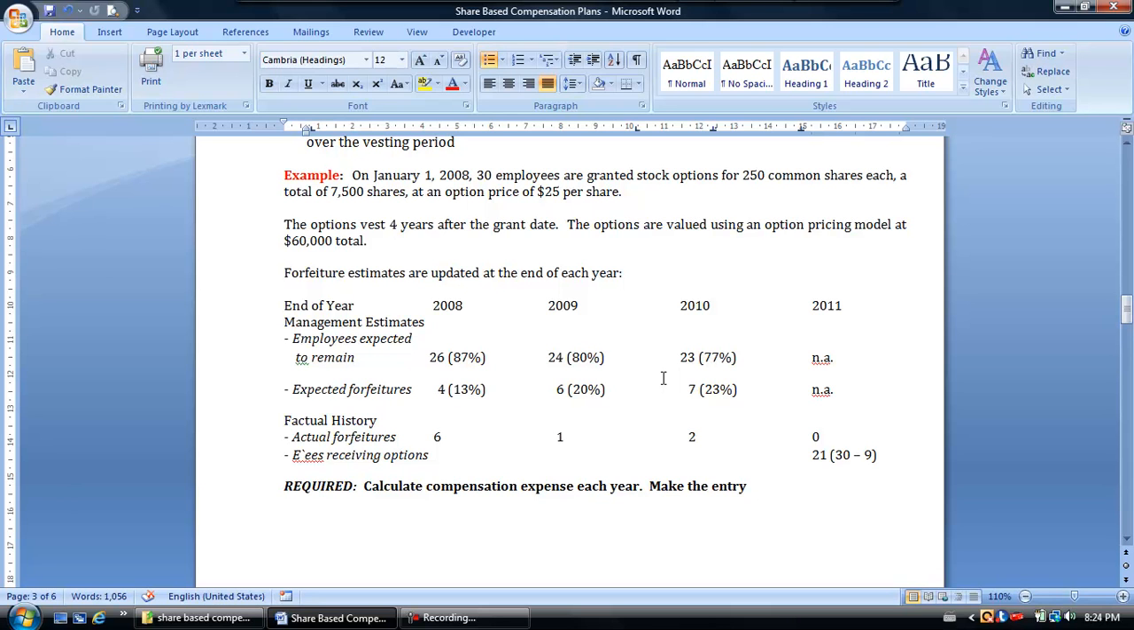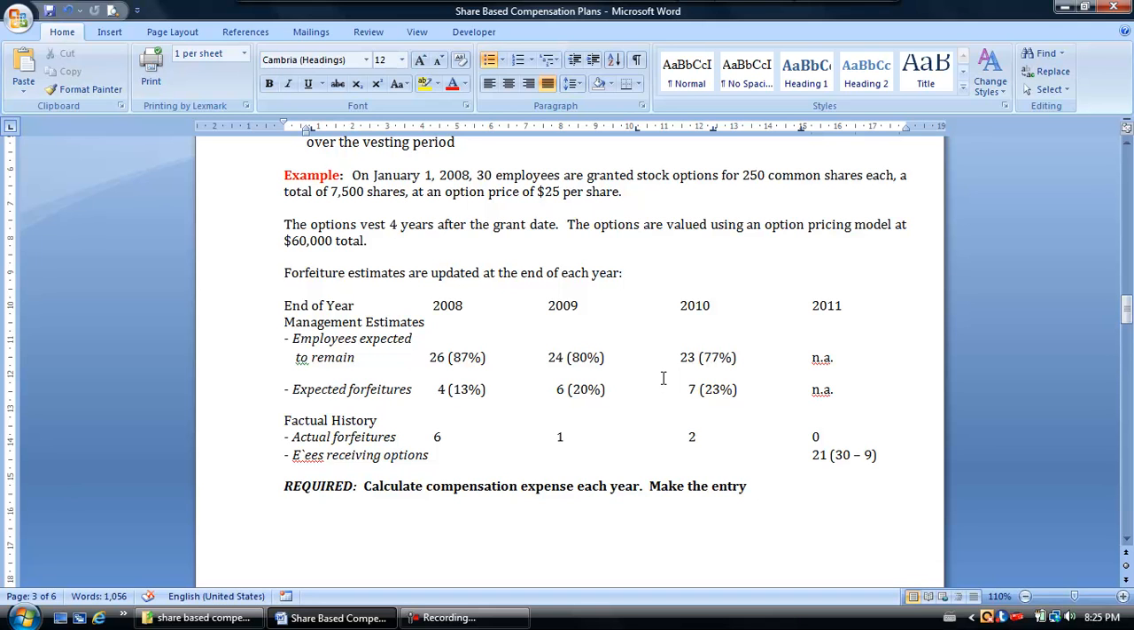So now, remember from our last video, we did say that any options that were issued as a result of an equity settled share-based compensation plan, we don't adjust the fair value of the options after the grant date. It stays at the value it was at the grant date. So now, we also see that management has put together some likelihoods of the numbers of people they think will remain of the 30 people.